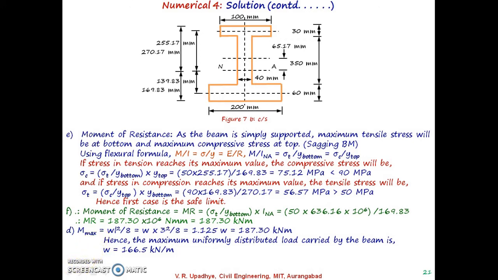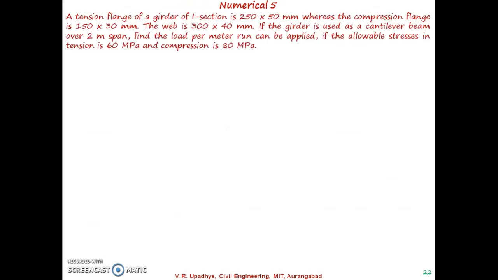So the statement of the next numerical is as shown over here. Again it is an I section. The tension flange of the girder of I section is 250 by 50 mm, and the compression flange is 150 by 30 mm, and the web is 300 by 40 mm. And if the girder is used as a cantilever beam over a 2 meter span, find the load per meter run that can be applied if the allowable stress in tension is 60 megapascal and in compression is 80 megapascal.